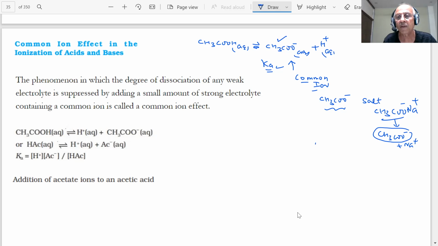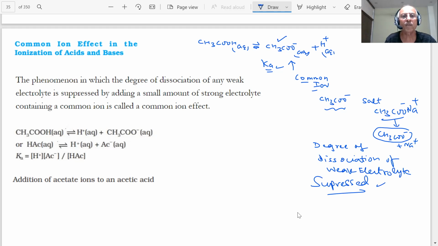The degree of dissociation of a weak electrolyte, it could be an acid or a base, will be suppressed when we add a common ion. So this is a common ion. You can add this or you can add this. The result will be that the equilibrium will shift in the backward direction, students. And this is called the common ion effect. What we are talking about is the common ion effect in the ionization of acids and bases.